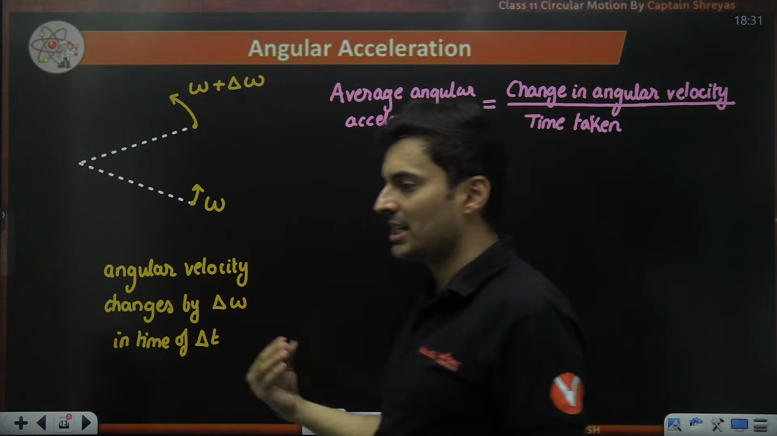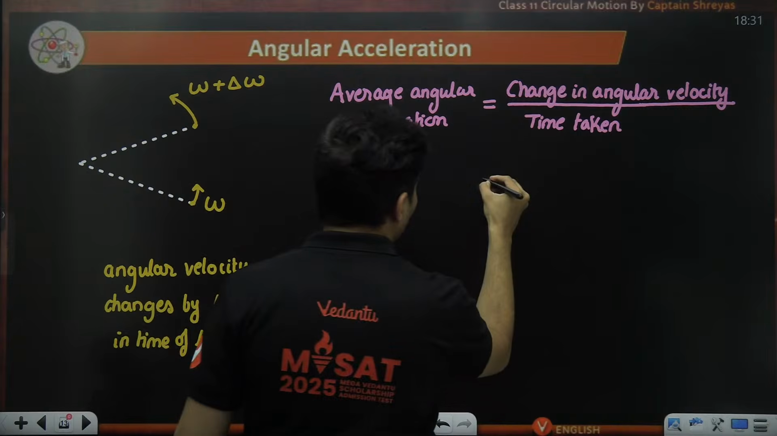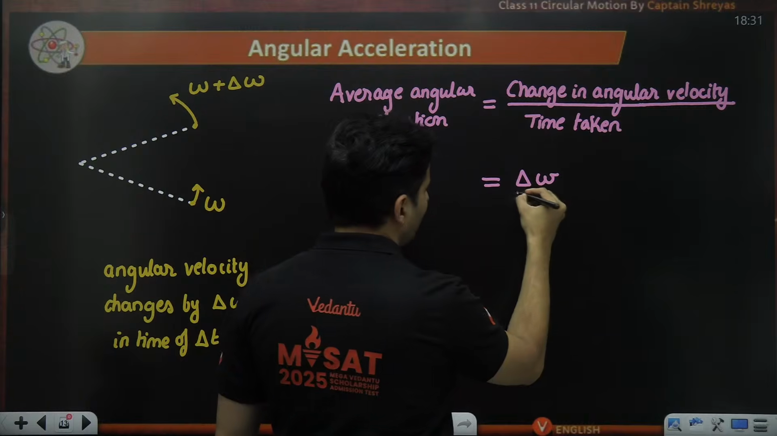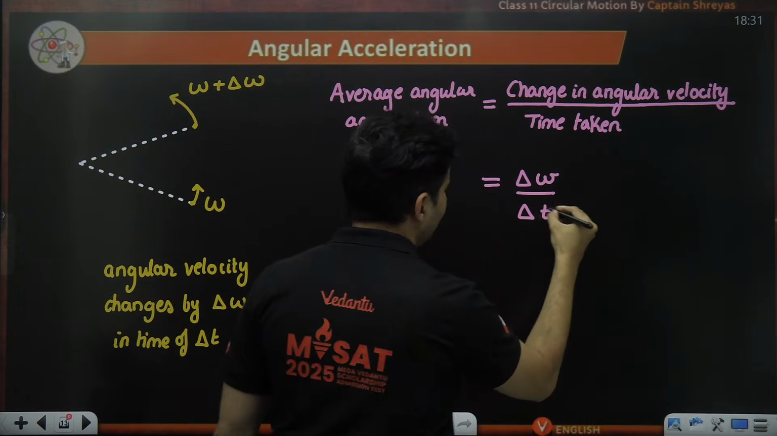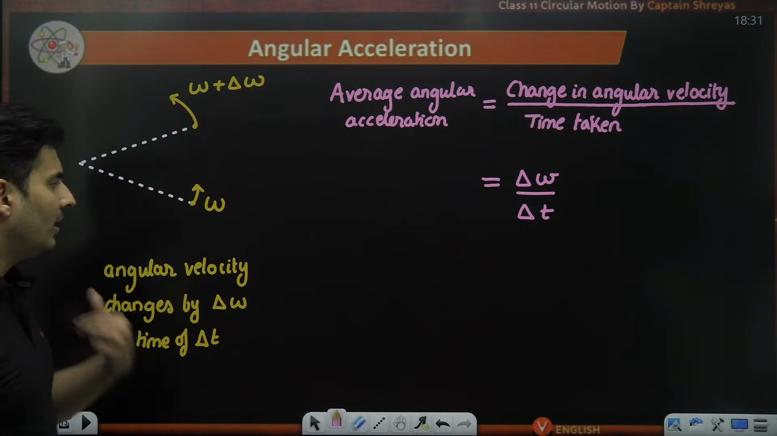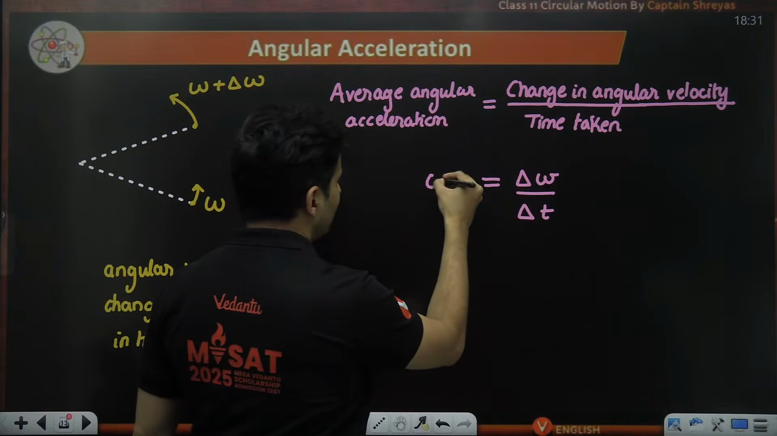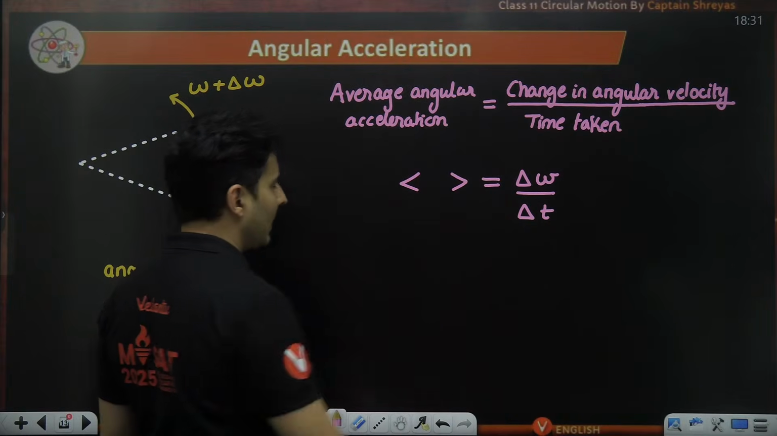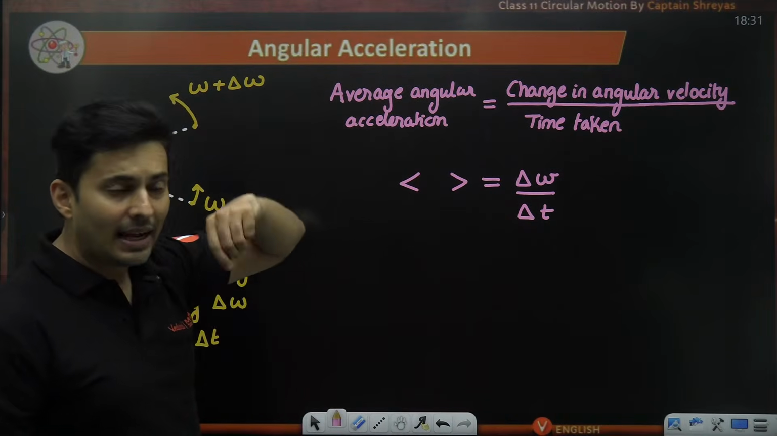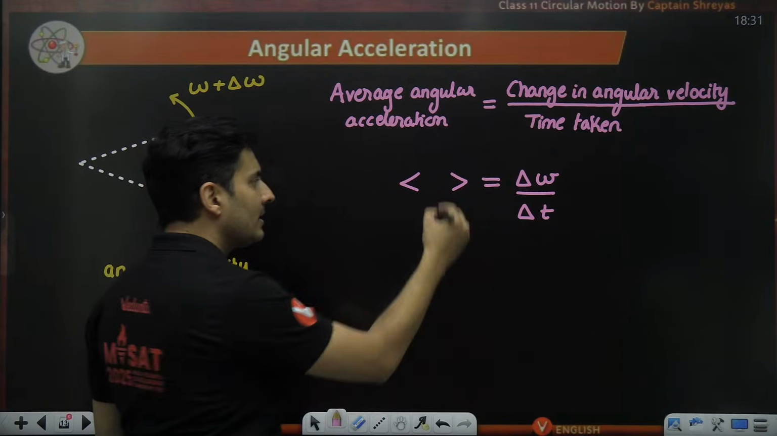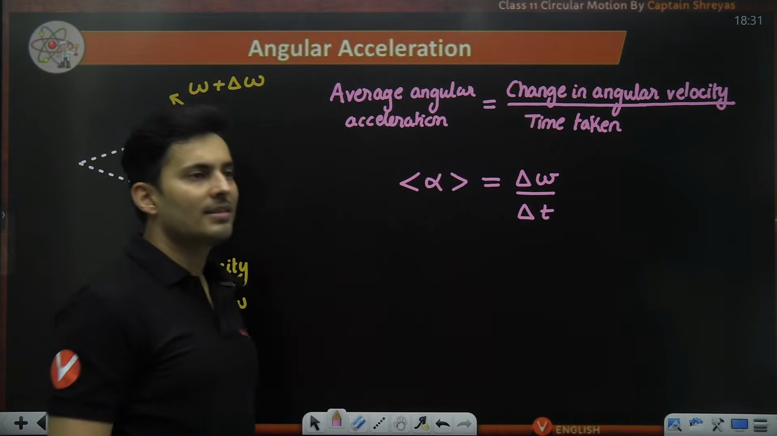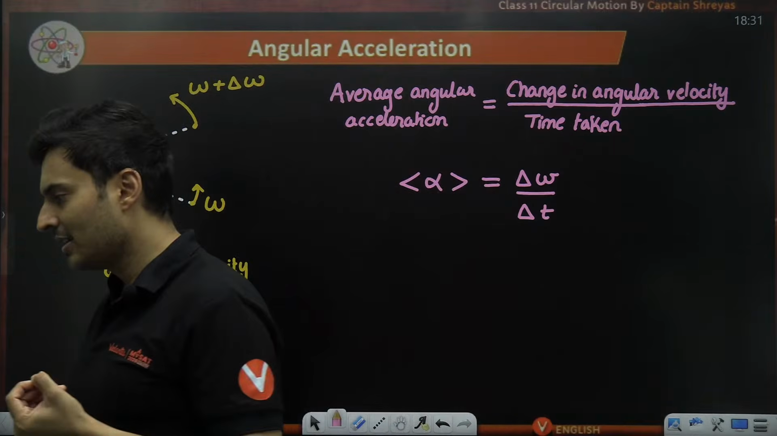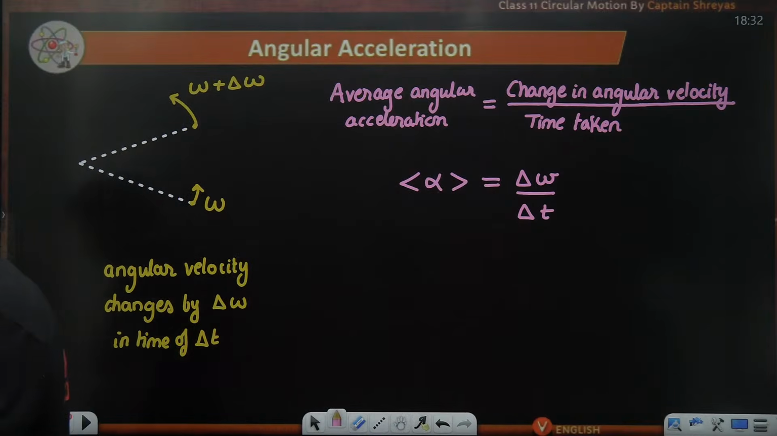How quickly you are changing the angular velocity, that's all. The change in the angular velocity is delta omega, and the time taken is delta t. Change is delta omega, time is delta t. Average angular acceleration: first of all, average means triangular brackets. The symbol for acceleration in angles is alpha. So alpha is the symbol for acceleration in the angular sense. I hope this is absolutely clear.